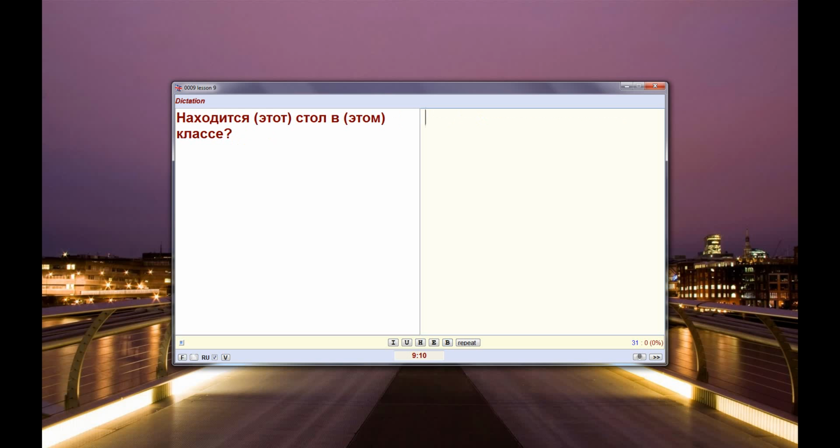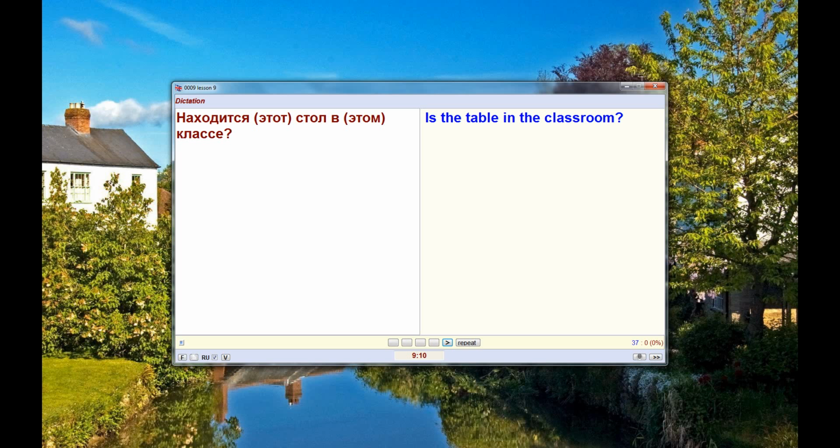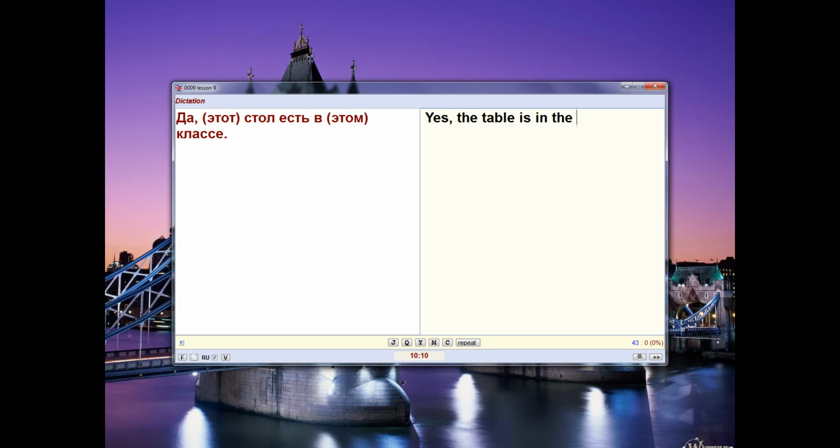Is the table in the classroom? Yes, the table is in the classroom.